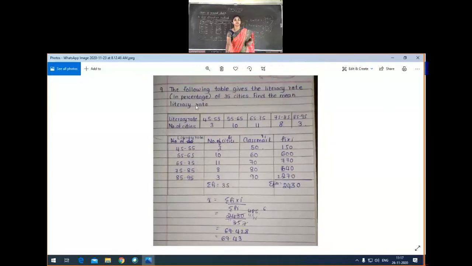Ninth question. The following table gives the literacy rate of 35 cities. Find the mean literacy rate. Okay, so literacy rate, the class interval, number of cities, then class mark, Fi xi. So sigma Fi xi is 2430. Then x bar is equal to sigma Fi xi divided by sigma Fi. So the answer is 69.43.